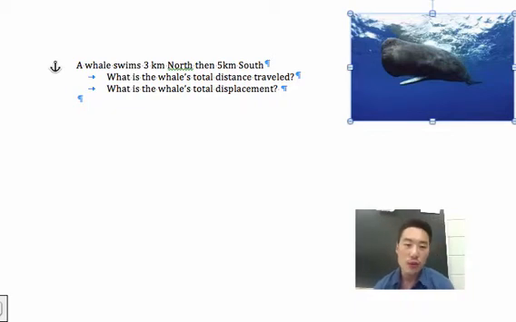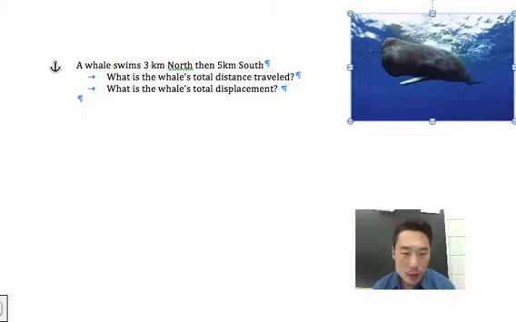This is part 2 for distance versus displacement. How to calculate both distance and displacement. In the last video, we calculated distance and displacement going along the x-axis, east to west, left to right. In this video, we're going to do it in the y-axis going up and down. Okay? So, same problem, or different problem, same whale.